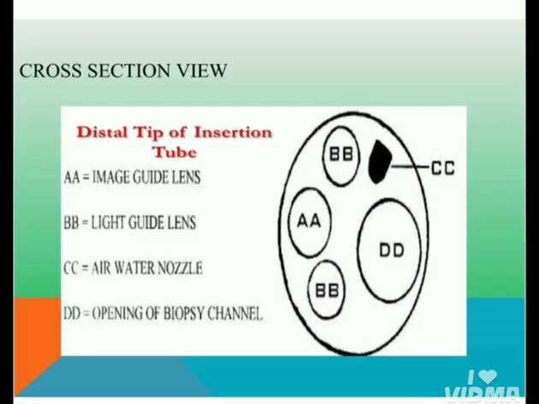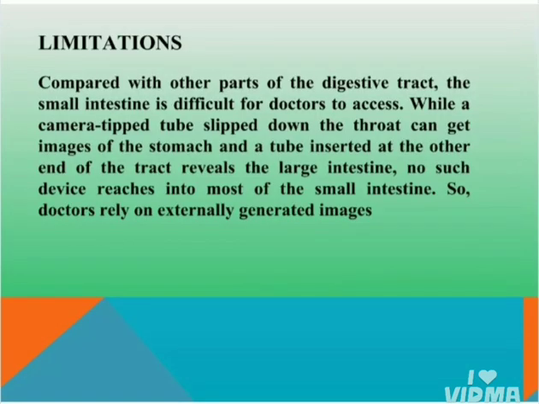Limitations: compared with other parts of the digestive tract, the small intestine is difficult for doctors to access. While a camera-tipped tube slipped down the throat can get an image of the stomach, and a tube inserted at the other end of the tract reveals the large intestine, no such device reaches into most of the small intestine. So doctors rely on externally generated images.